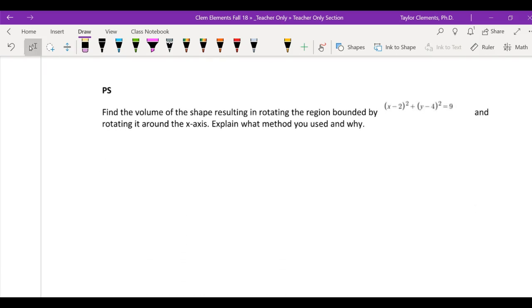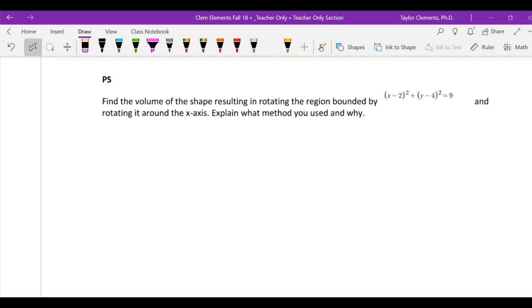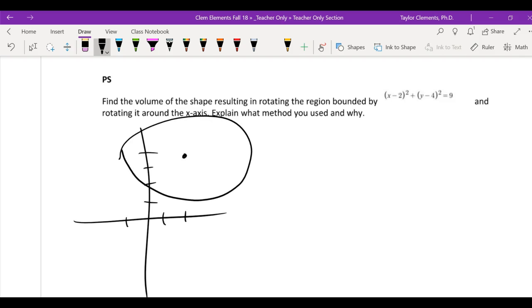All right. I'm showing the region. Oh, the circle. Yep. Okay. Let's see. The center's at 2, 4. And it's radius of 3. Kind of like that. Right on the x-axis. Okay, so I'm gonna do washer. I'm gonna do washer on this one.